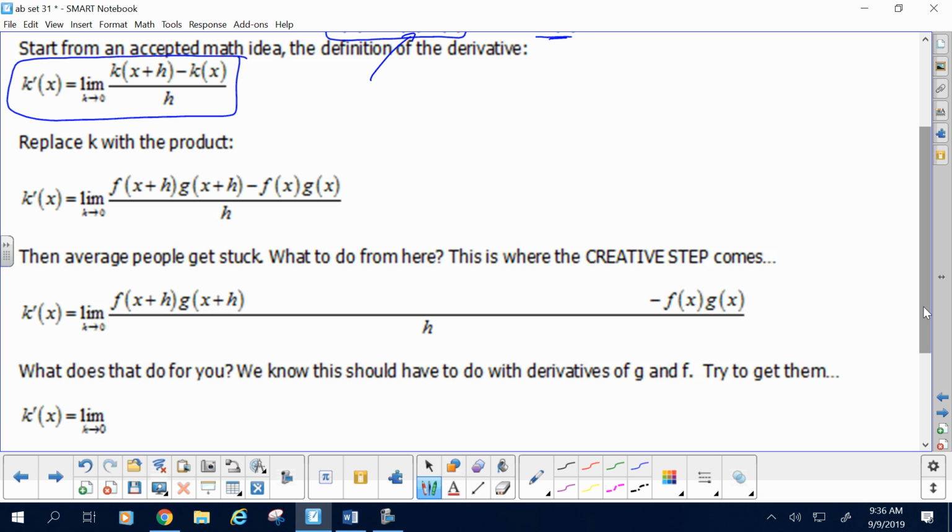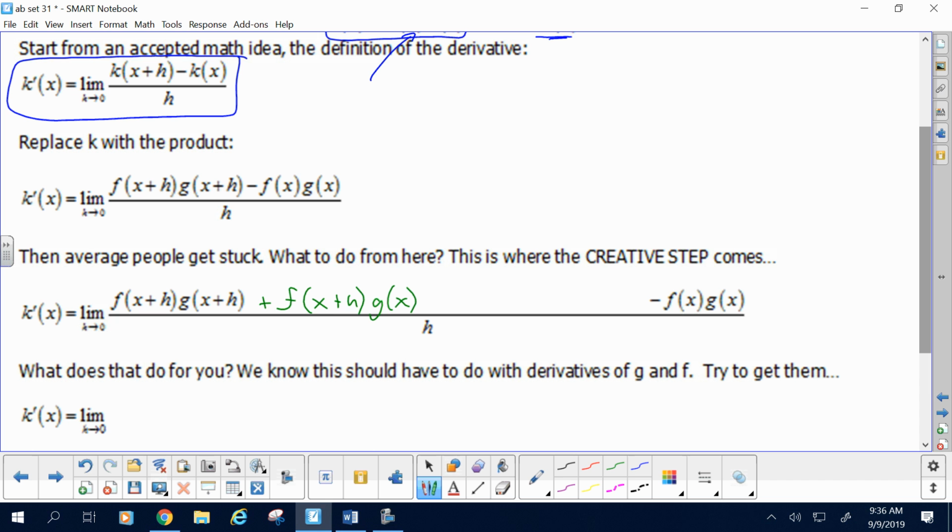The idea is something like this. Let's put something in here that helps us around our roadblock. And the genius step is this. I want you to add in f of x plus h, g of x. It could go in two different orders, that's kind of confusing.